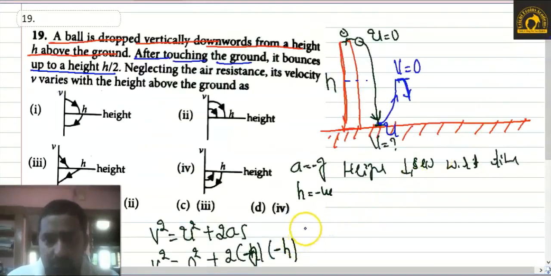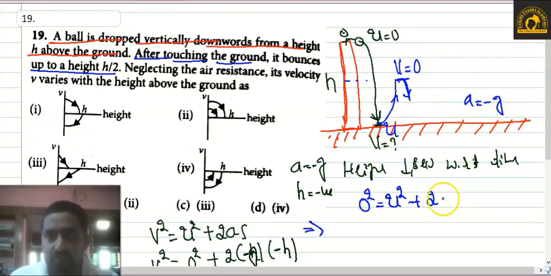So the initial velocity, by using the formula, the final velocity 0 square is equal to u square. The height increases, which means plus 2, and the acceleration due to gravity is minus g. Height is plus, because the height is increasing. So that is u square is equal to 2gh.